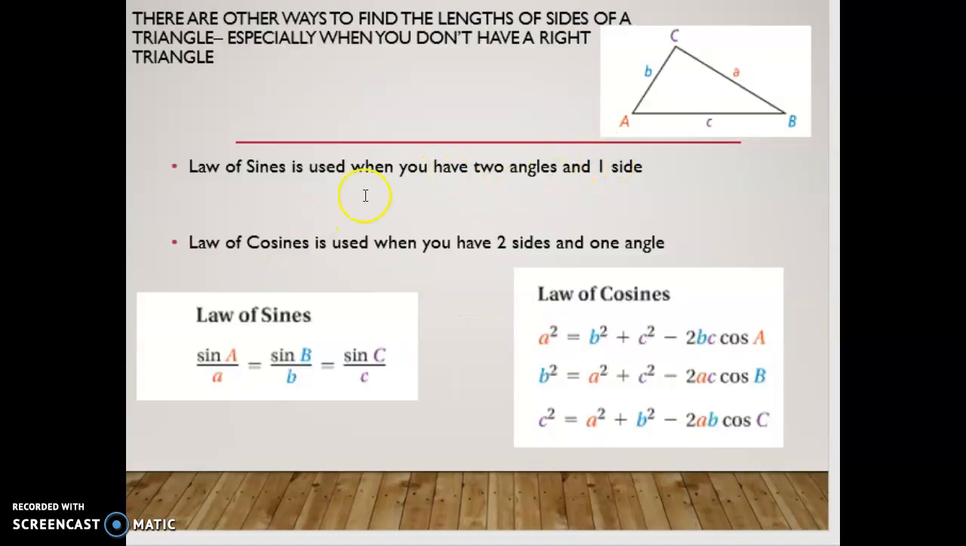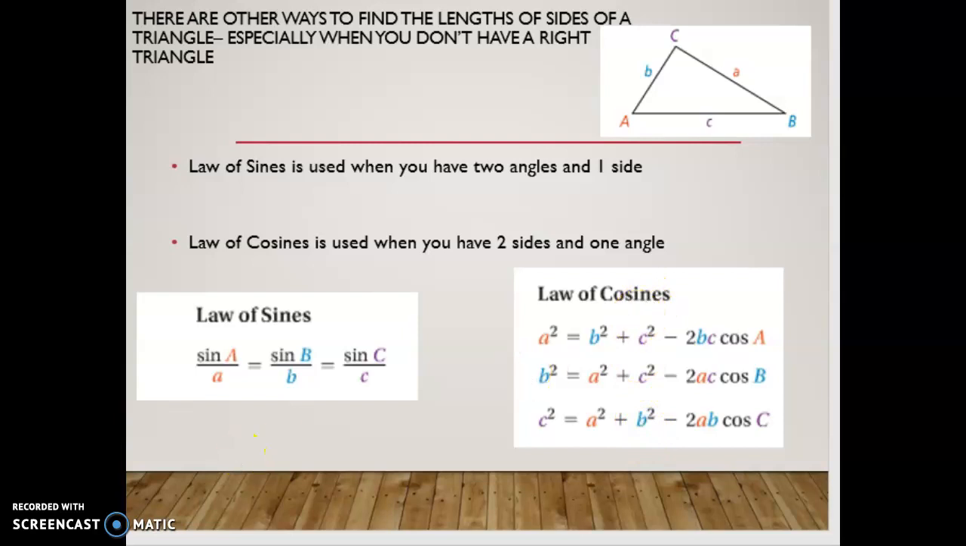Now, when you've got these kind of things right here, especially when you don't have a right triangle, you'd use the law of sines right here. Sine of the angle A over A equals the sine of angle B over B equals the sine of C over C. Now, you're not going to use all three at once. You would just use 2 out of the 3, depending what you've got. When you have 2 angles on one side, this is where you go. When you have 2 sides in one angle, this is where you go.